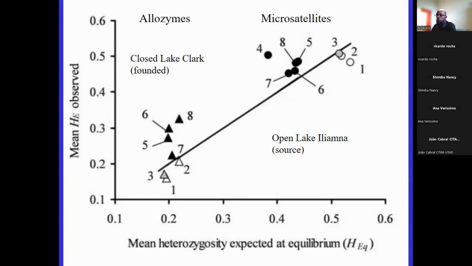So you can see, both for allozymes and microsatellites, for the Lake Clark founded populations, the heterozygosity is in general greater than we expected based on the number of alleles. So this was the bottleneck test that they developed. If we look at a population, collect data, and we see more heterozygosity than we expect given the number of alleles, that's a signature of a bottleneck.